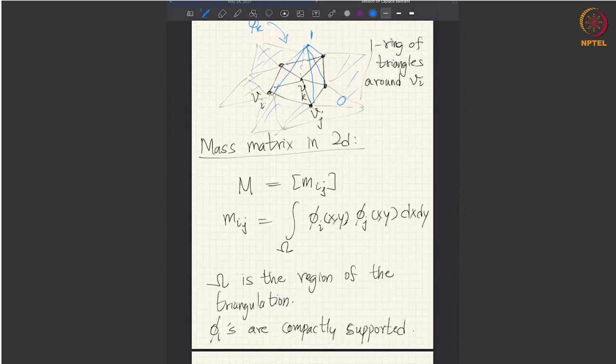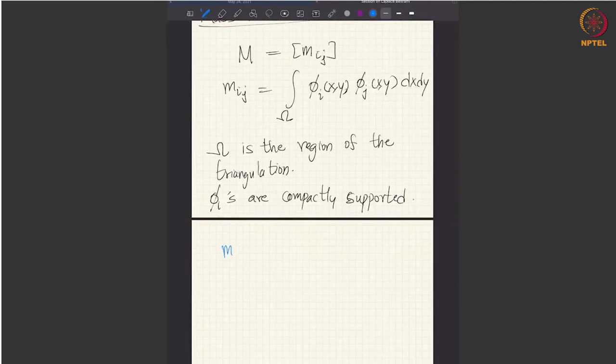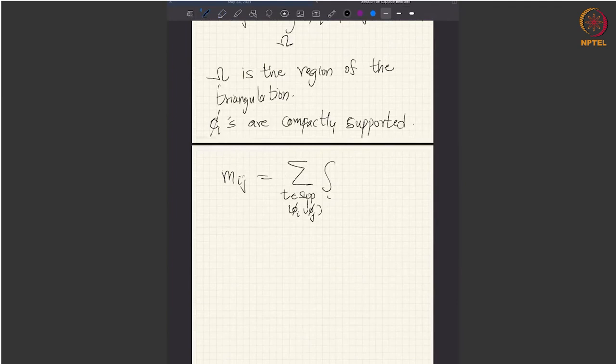It's going to be an integral on all the triangles incident on that vertex for any phi i, phi j. Then you can do some algebra and determine whether phi i and phi j will be coincident or not, or partly coincident, and you can do a little bit of jugglery and figure out that this will be an integral on only some finite number of triangles. So this Mij would become a summation over some E in the support volume. I'm calling P the triangles in the support of phi i union phi j, which is a fancy way of saying, find all the triangles where phi i and phi j are together non-zero and just integrate over those triangles. This is still a two-dimensional integral.